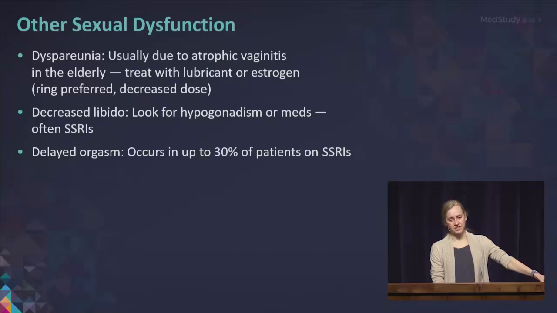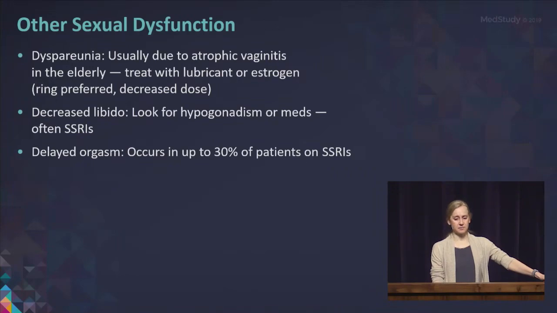Other sexual dysfunction, so dyspareunia, pain on intercourse for women, is usually due to atrophic vaginitis in an elderly woman, and so you can treat with either a lubricant or estrogen. And as we mentioned before, the ring is better than the cream. The cream is very goopy also and very inconvenient for the patients. I found adherence to be incredibly low with that medicine.